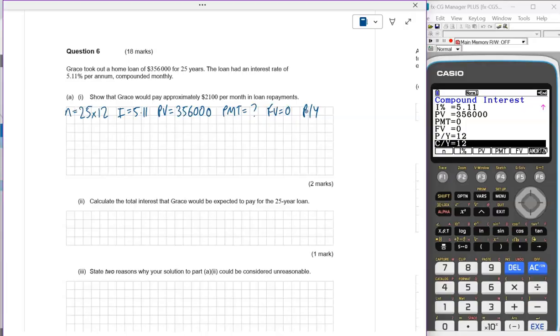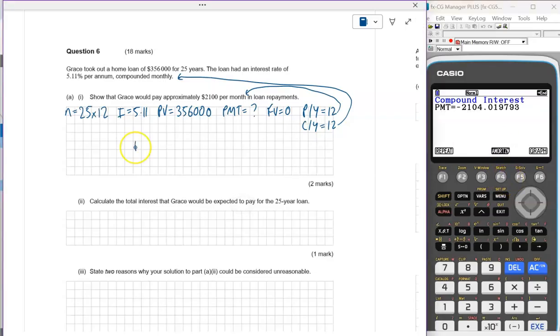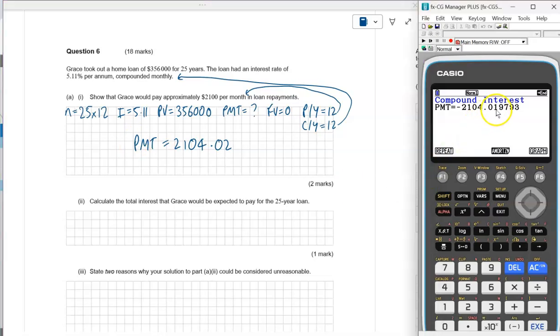Now, PY and CY. PY, in this case, payments per year, is going to be 12 because we're looking at monthly repayments. And CY, compound periods per year, will also be 12 because it tells us that interest is being compounded monthly. So F4 will tell us PMT, which in this case works out to $2,104.02.